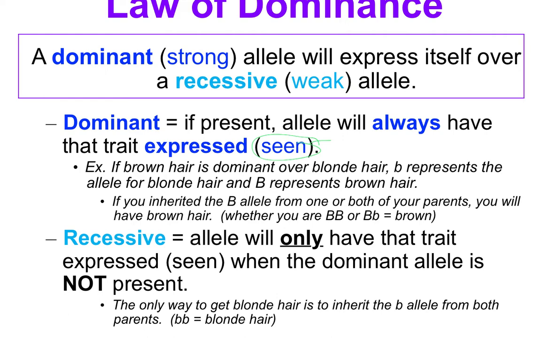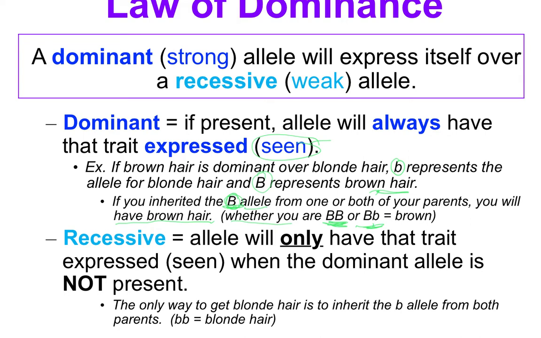So if brown hair is dominant over blonde hair, which we're going to represent with a lowercase b for blonde and an uppercase B for brown hair: if you inherit a big B allele from one or both of your parents, you're going to have brown hair. All you need is one dominant allele to display the dominant trait. So whether you are homozygous dominant or heterozygous, you're going to have brown hair.